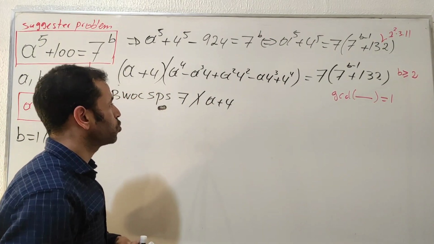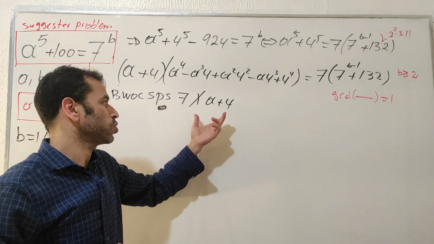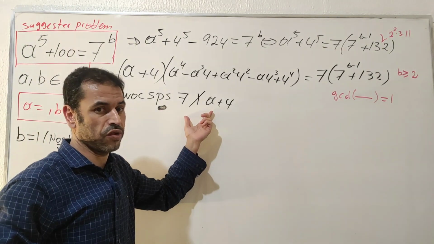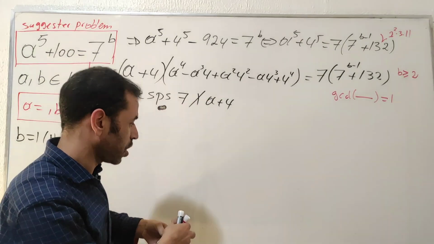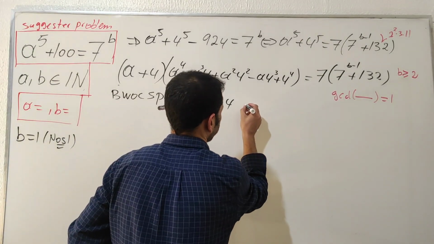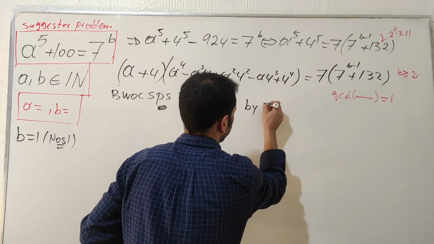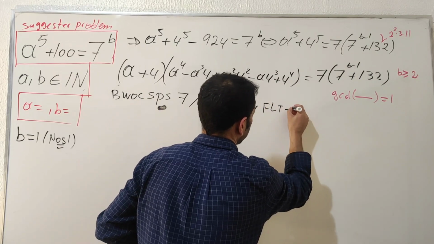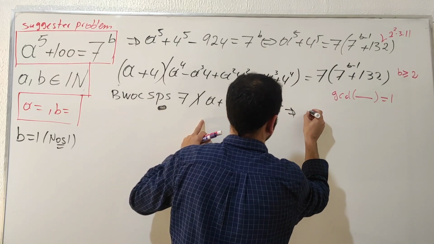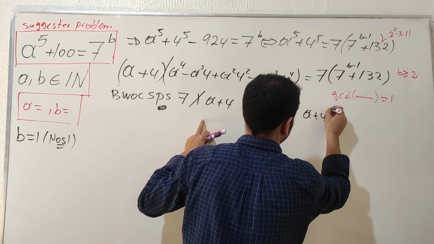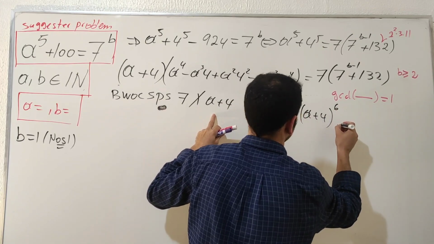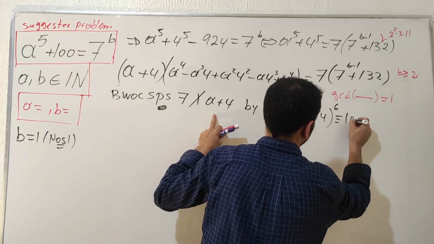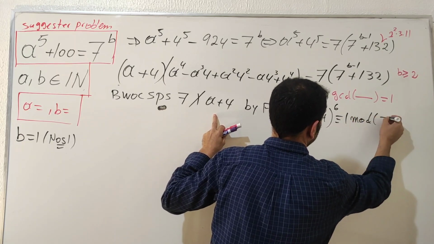As you know, this one satisfies Fermat's little theorem. Because 7 is a prime and does not divide the integer, we are allowed to apply Fermat's little theorem. So by Fermat's little theorem, we get (a plus 4) all raised to the number 6, because p minus 1 is congruent to 1 mod 7.